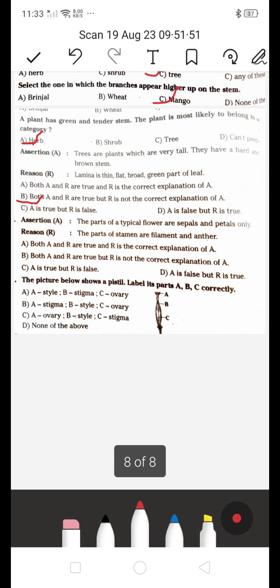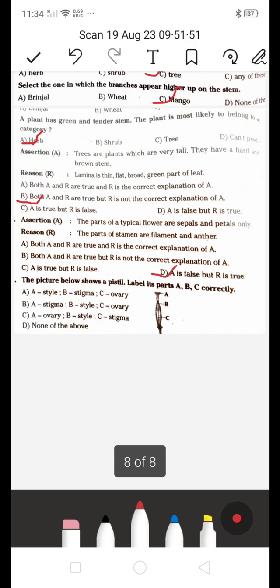They are saying the parts of a typical flower are only sepals and petals. Does a flower have only sepals and petals? No, it has sepals, petals, stamens and carpels also. So A is wrong, A is false. But R is true. D is the right answer.